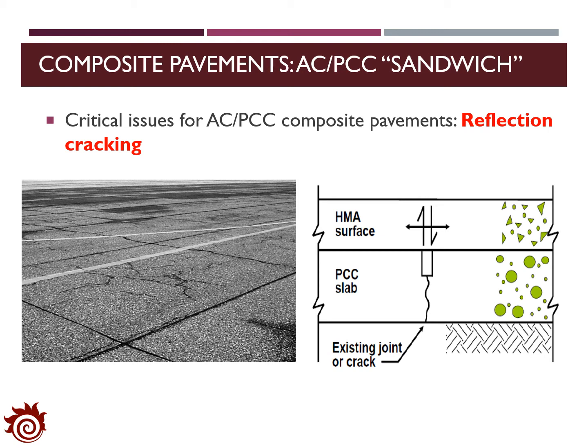But the most critical issue about the AC overlay on PCC pavement is reflection cracking. This type of cracking is caused by the existing joints or cracks of the PCC slabs at the bottom, and this kind of crack will extend upwards and show on top of the pavement. If you check the figure on the left, you will find rectangular cracks on the surface, and this is exactly caused by the joints of the PCC slab at the bottom.